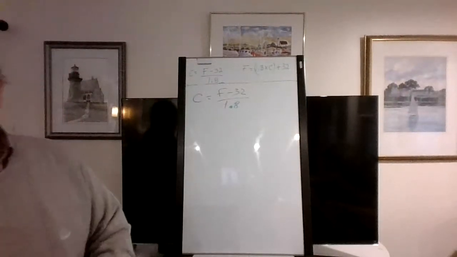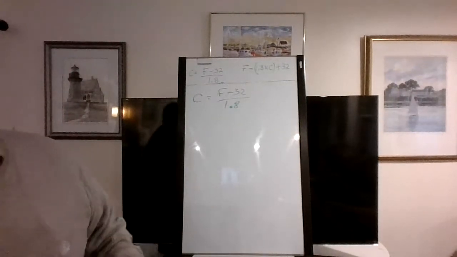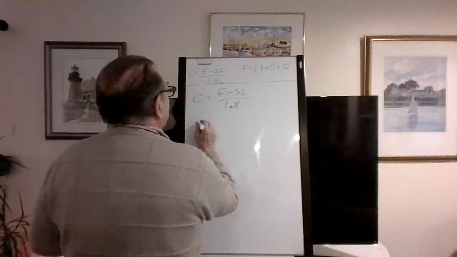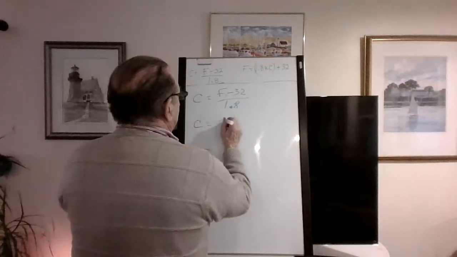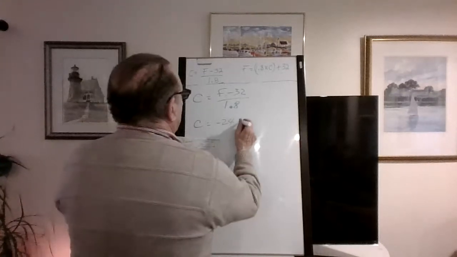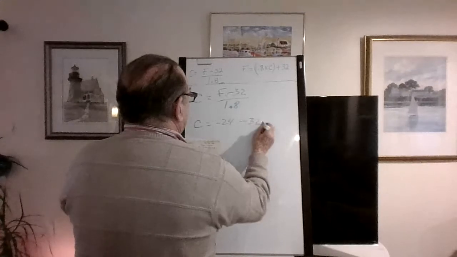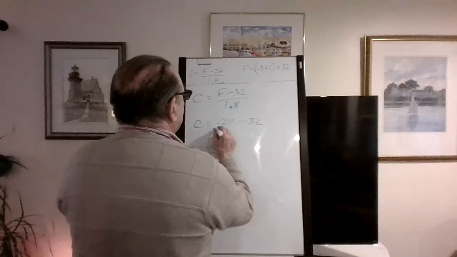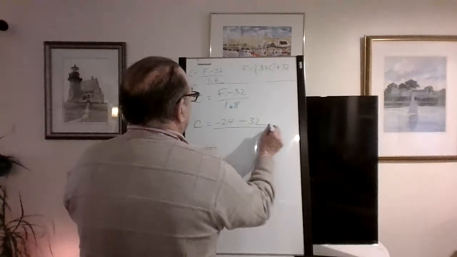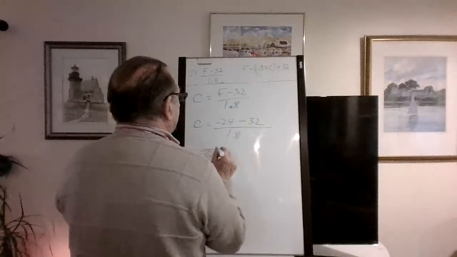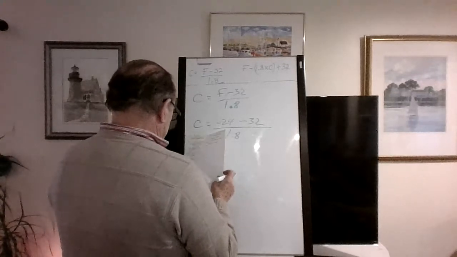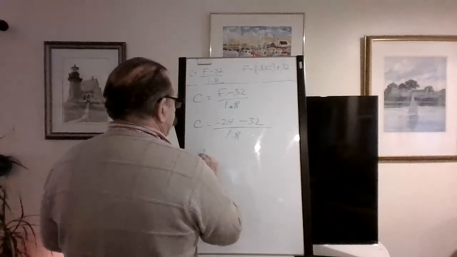So the question is minus 24 degrees Fahrenheit. So C equals minus 24 and then minus 32, right? Like this, over 1.8. All right, so what do we got there? Just add them up.